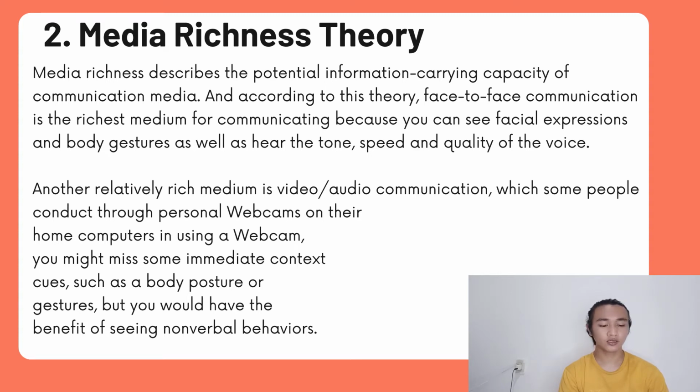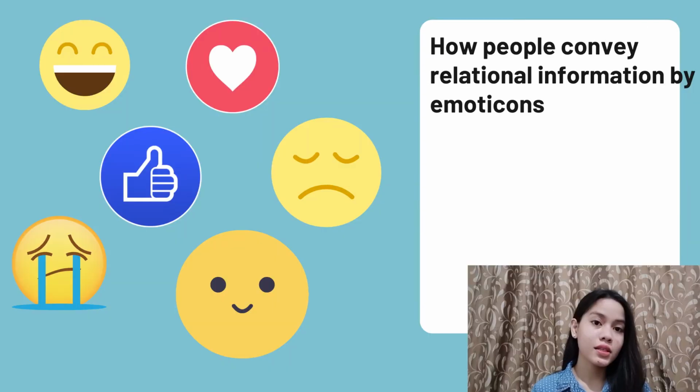Another relatively rich medium is video-audio communication, which some people conduct through personal webcams on their home computers. In using a webcam, you might miss some immediate context cues such as body posture or gesture, but you would have the benefit of seeing nonverbal behaviors. So as said, we'll tackle how people convey relational information by emoticons. So here are some examples of emoticons and their meanings.